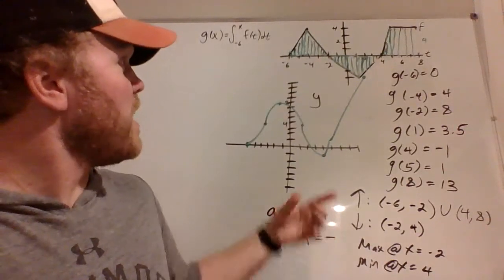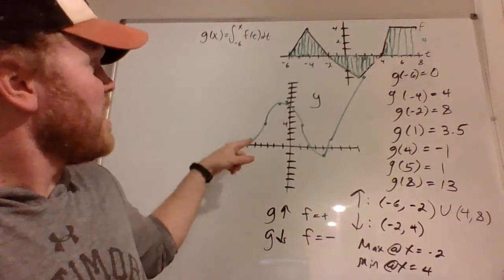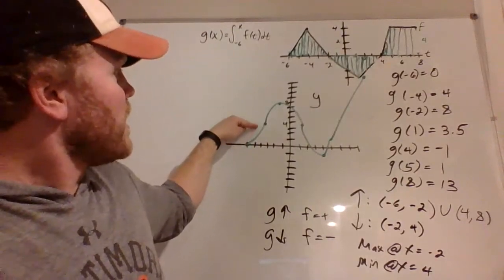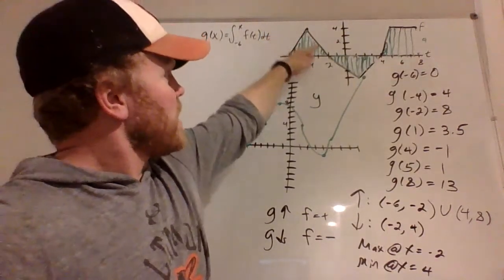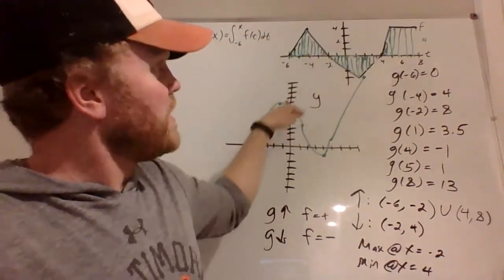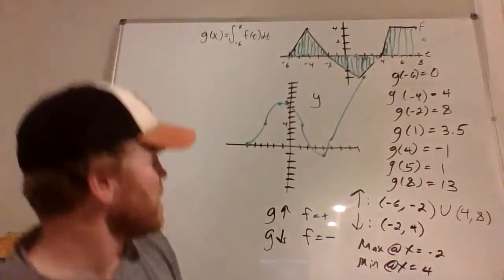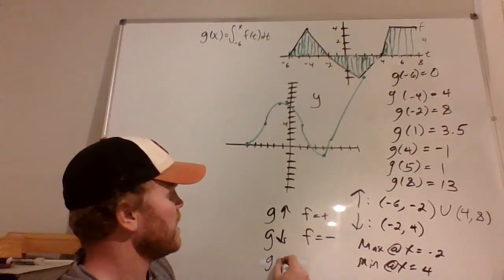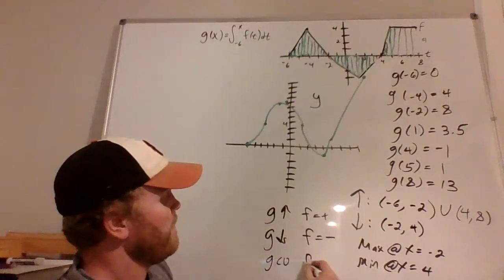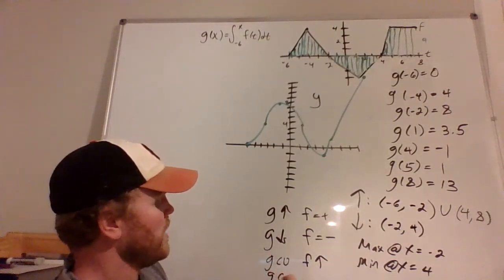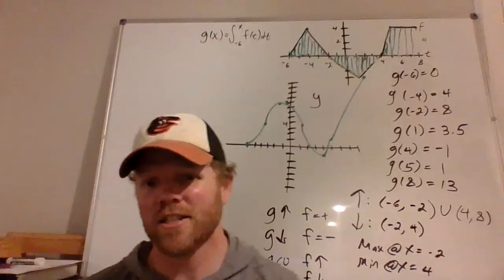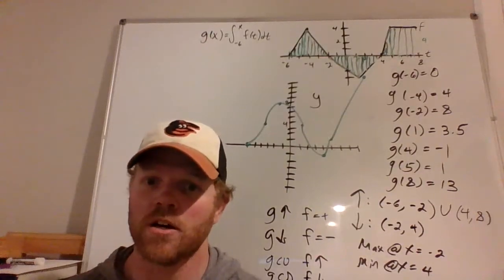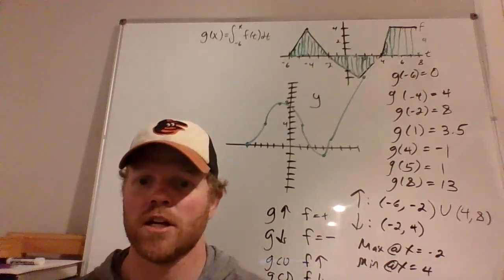The other thing we can tell is when is this thing concave up and concave down? It's concave up when f is increasing, and it's concave down whenever f is decreasing. Those are the big takeaways. So g is concave up when f is increasing, and g is concave down when f is decreasing, which also links some function types we know, hopefully, cough, cough, cough, derivative, second derivative.